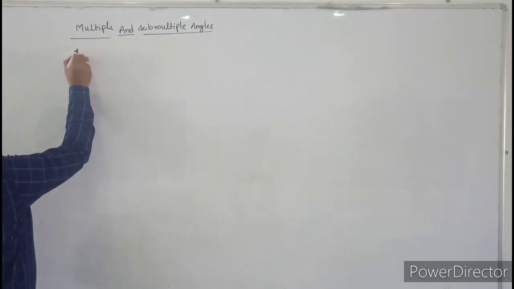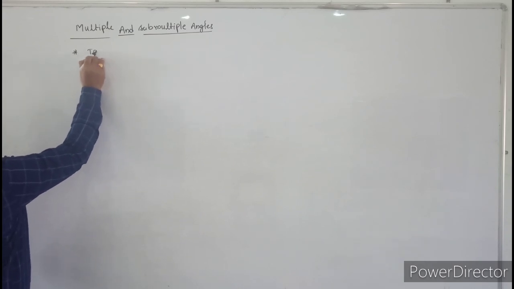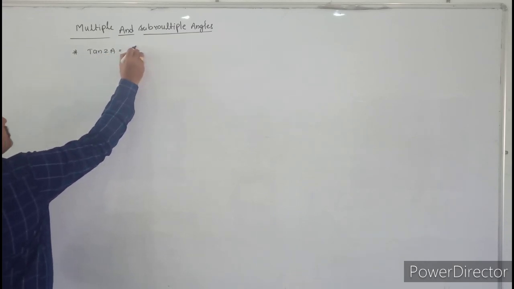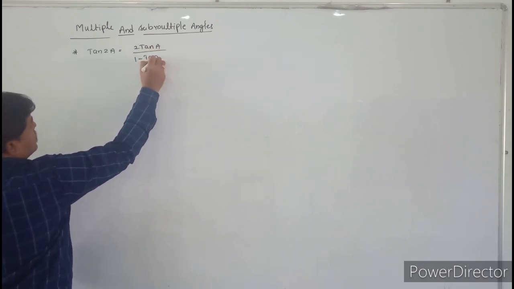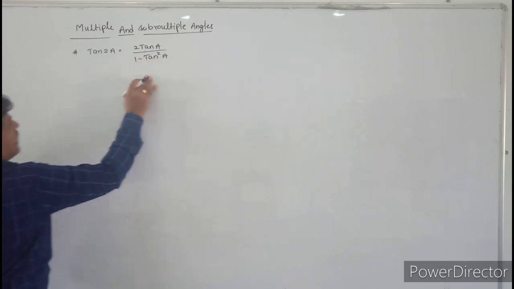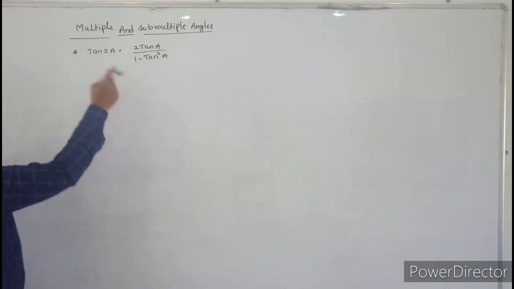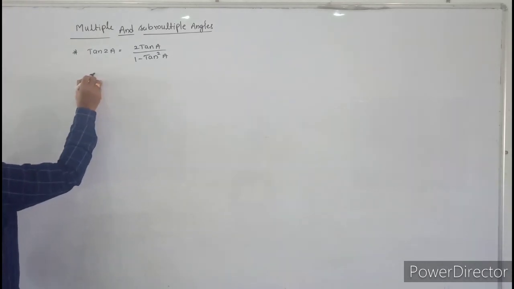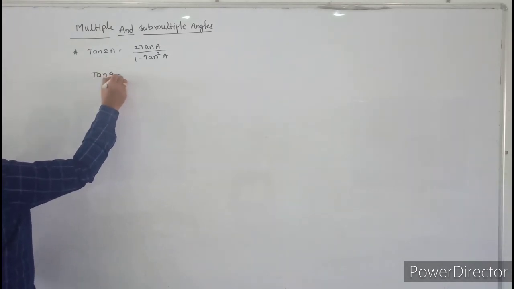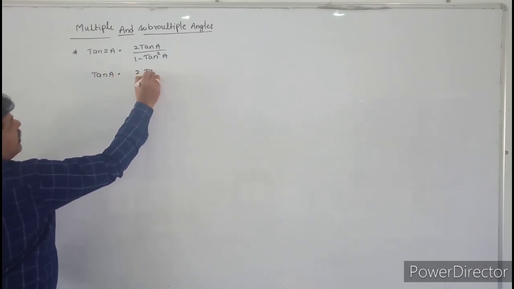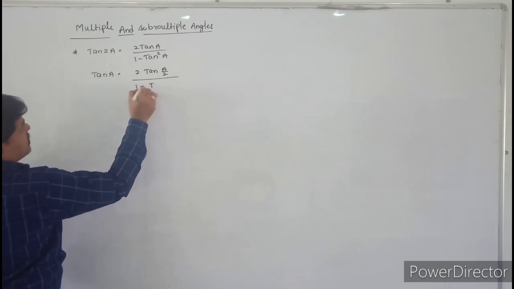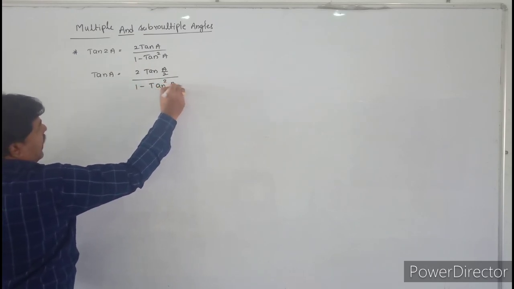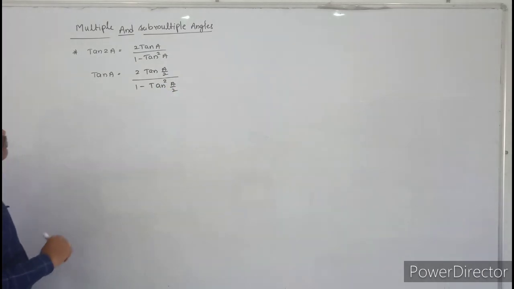Next one, students. That is tan 2a. What is the tan 2a formula? It is 2 tan a by (1 minus tan square a), and in the place of a, I will apply the submultiple angle. So it will become tan a is equal to 2 tan(a by 2) by (1 minus tan square(a by 2)).